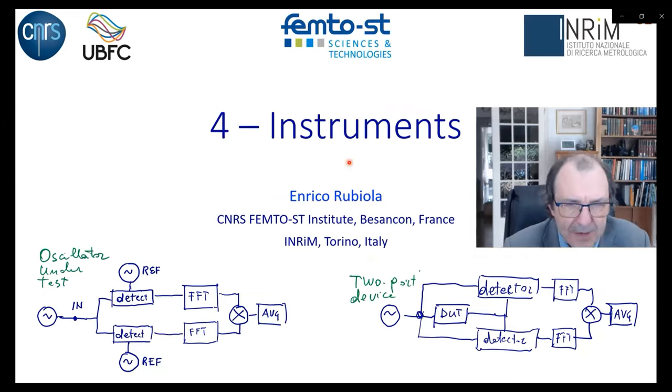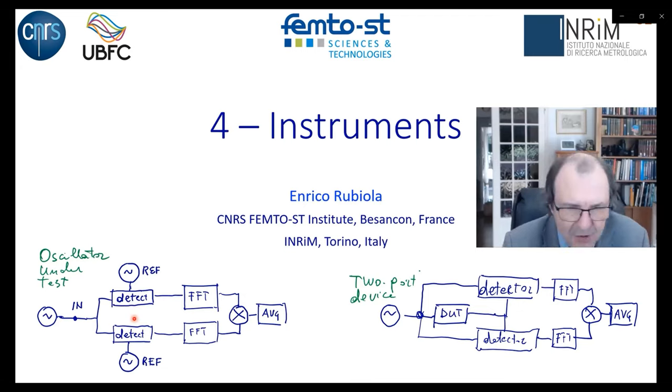The fourth part of this lecture is about instruments. All modern instruments look more or less like this. We have two phase detectors, each one with its own frequency reference. So we compare the input to the reference, we compare the input to the second reference. We have two different estimation of the phase, and then we perform Fourier analysis and average, and with some tricks of statistics, we extract the noise of the oscillator and the test, and we reject the noise of the two references and also the noise of the two detectors.